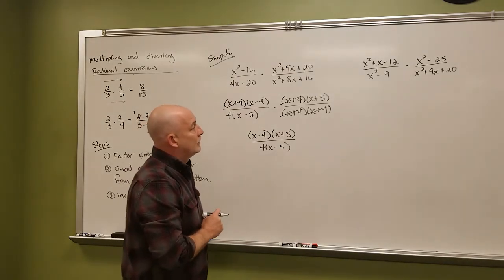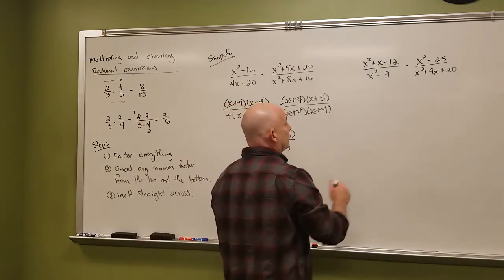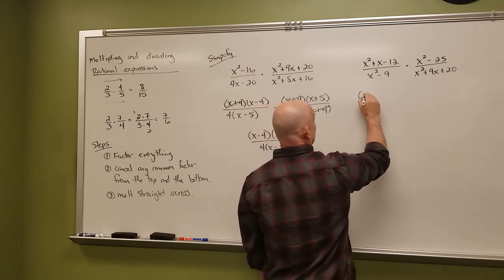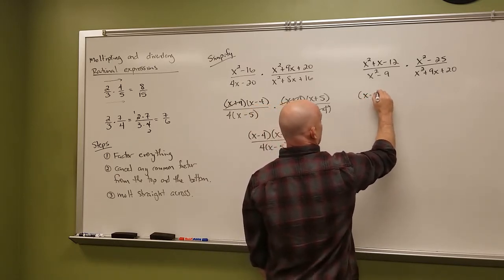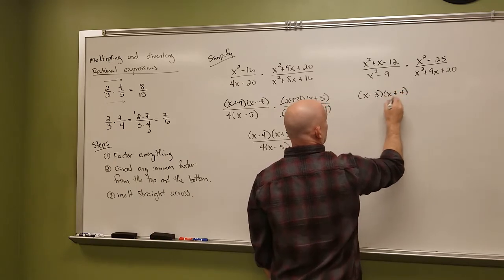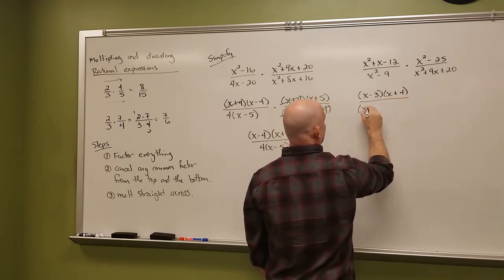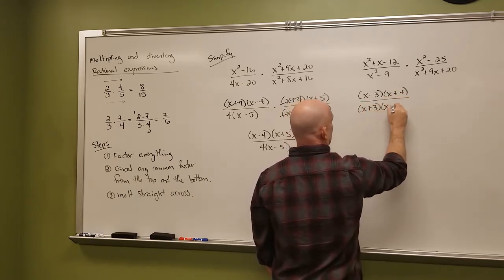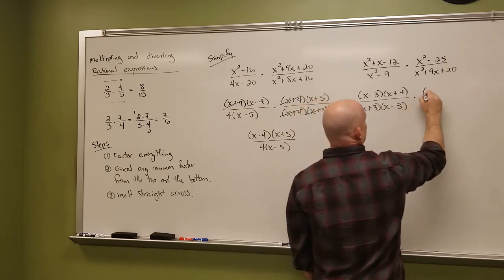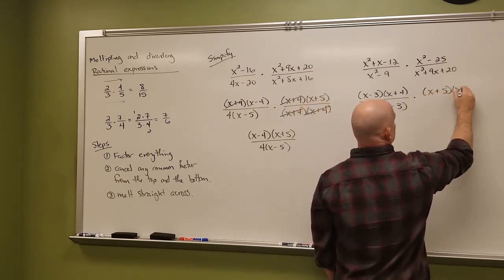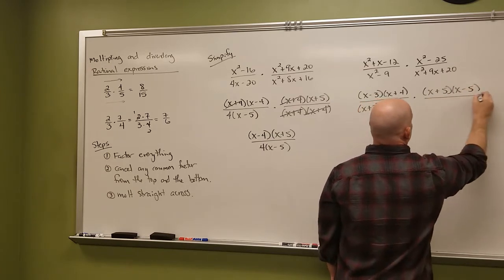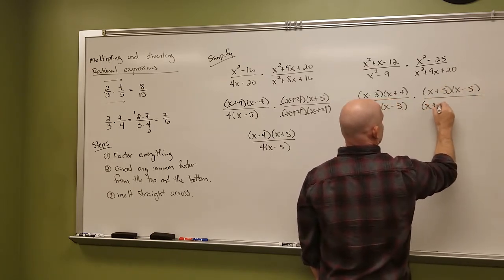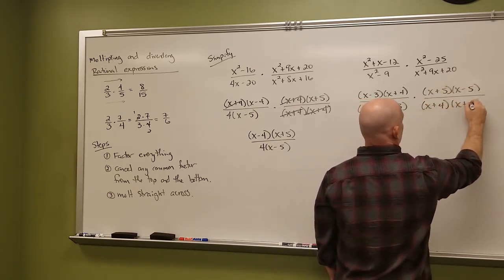All right, if you're back, let's see what we ended up with. So on the top, again, we can factor that using our AC method in the shortcut. That'll factor to x minus 3, x plus 4, all over the bottom's the difference of squares. That's x plus 3, x minus 3. Difference of squares gives us x plus 5, x minus 5. And we just factored this one a second ago. This is the AC method. That's x plus 4, x plus 5.